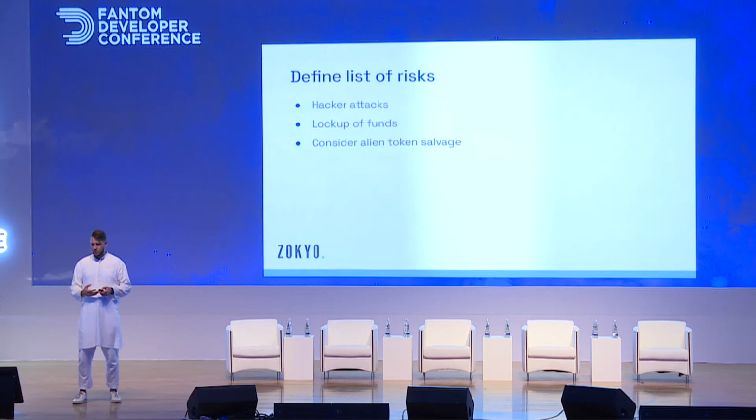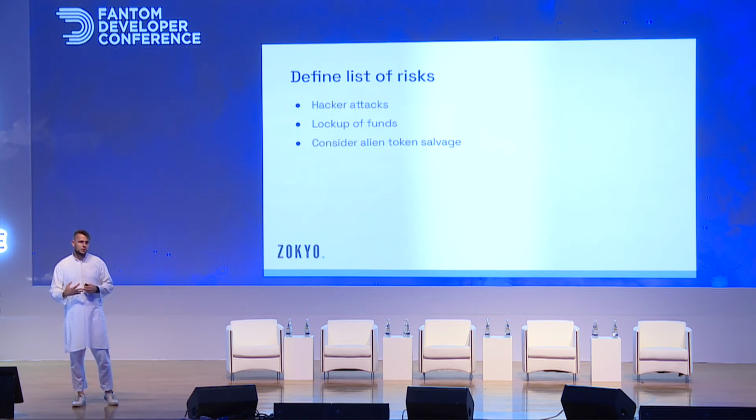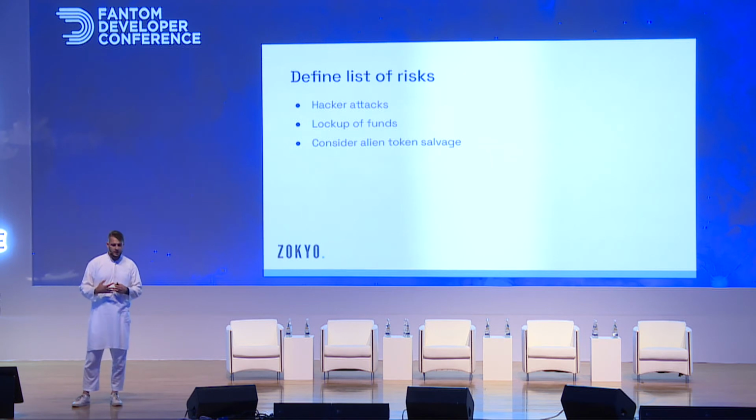Now, we also defined the list of tasks. Yesterday, I spoke about the entire security auditing stuff, like our framework and principles. Today, though, I would like to focus on some of the economic things, and usually what we focus on is hacker attacks and lockup of funds. We always recommend considering functionality for salvaging alien tokens, which means that if your smart contract is designed to work with a particular asset, but for some reason uneducated users are sending other tokens to that smart contract, you'd be able to extract them and redistribute them back to the users.